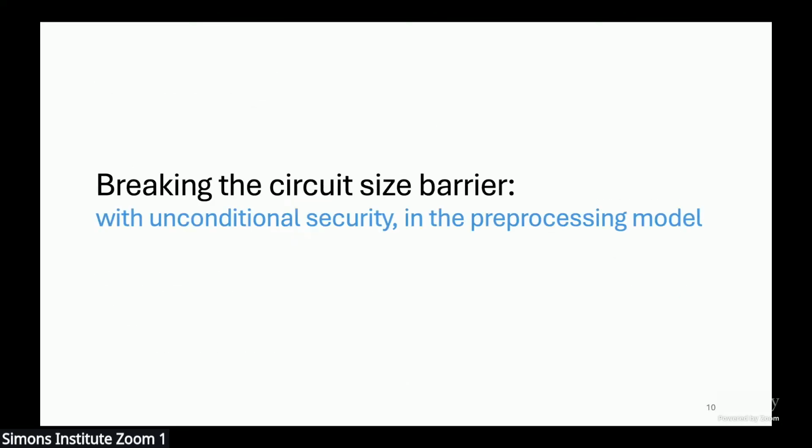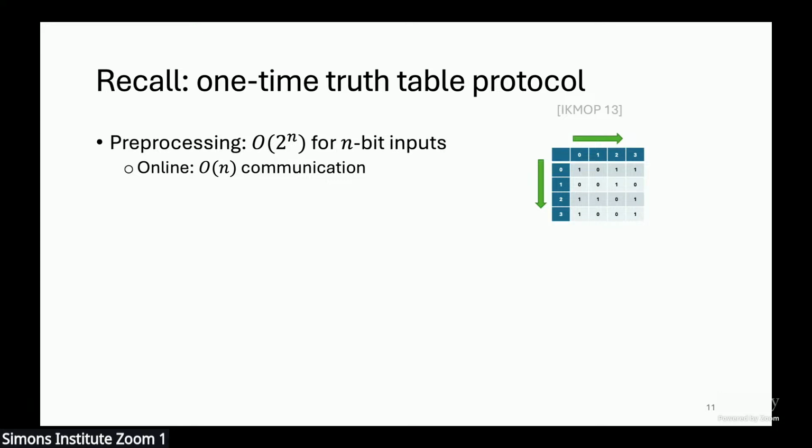Okay, so moving on to unconditional security. What can we do in the preprocessing model to find another way of breaking this circuit size barrier? We've seen a lot now the one-time truth table protocol, with a permuted, shuffled truth table generated by a dealer in the preprocessing phase, who will secret share and distribute this truth table among the parties to get us this very nice online communication efficient, simple information theoretic protocol in the preprocessing model, of course with exponential storage.